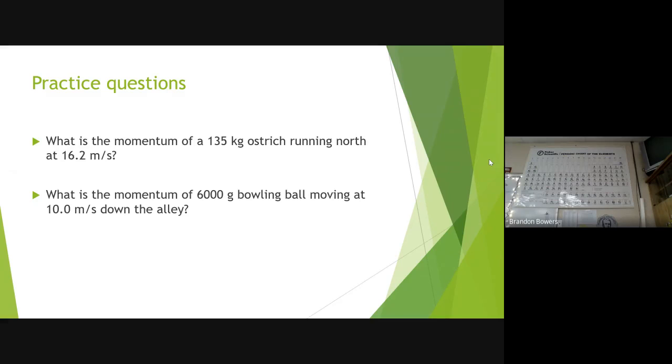Okay. Let's see, Abby, what's my velocity? 10. So what would 6 times 10 be? 60 is your answer. Okay, so 60, my units, kilogram meters over seconds, plus a direction. What's the direction here? Down. It's going down the alley. Or if you just said you rolled it forward. Let's say down the alley. Perfect.